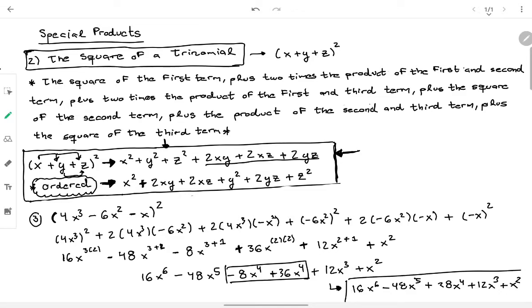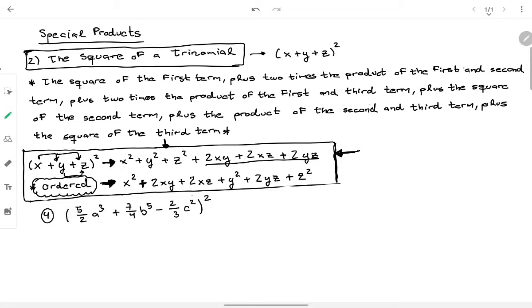So don't worry, we can have positive ones, positive and negative ones. The rule, it will apply for every one of the trinomial squared. So let's see some other example. So the fourth exercise is going to be something similar, but it will be with fractions. So in this case, we need to continue using the rule.